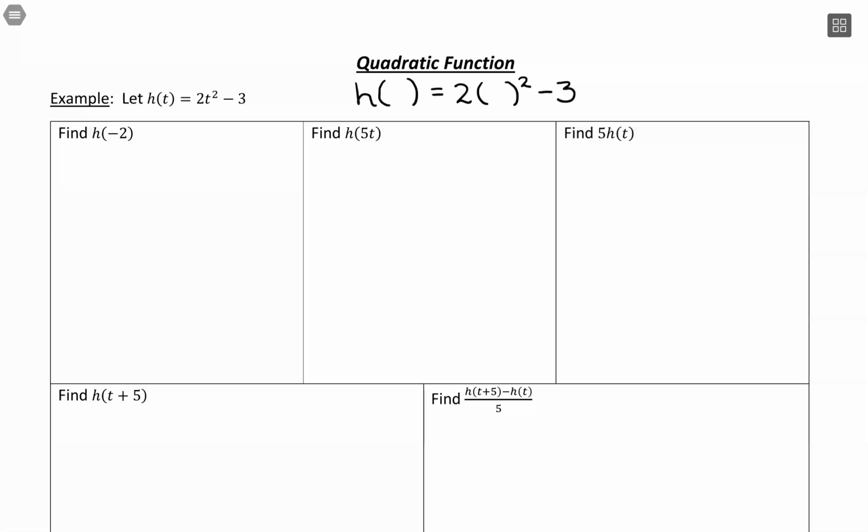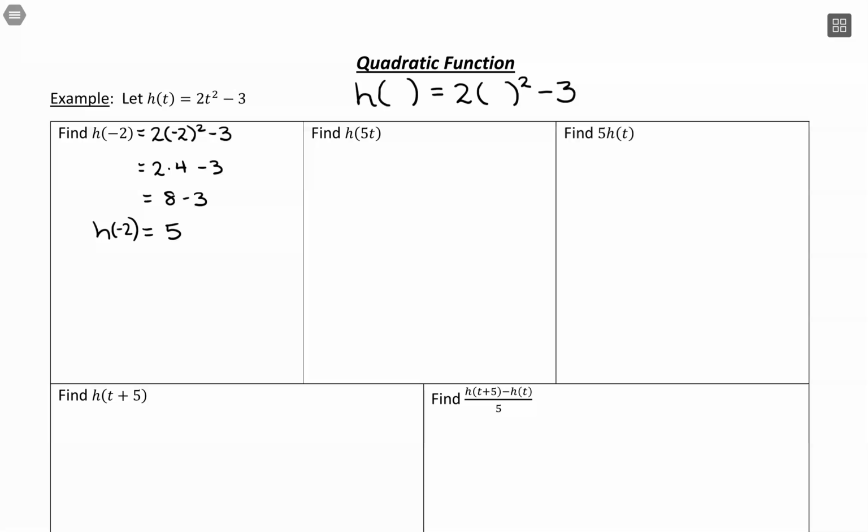So in this first example, finding h of negative 2, this isn't anything new, it's just plugging a number into the function. So I'd have 2, my parentheses squared minus 3, and I'm plugging in negative 2, which would be 2 times a positive 4, and then minus 3, which is 8 minus 3, so we get a 5 out. So h of negative 2 is the same thing as positive 5.